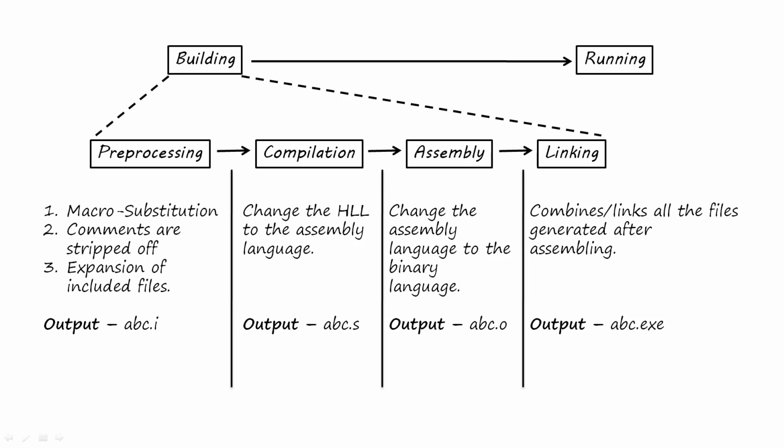Then is compilation. Compilation changes the high level language to the assembly language, and those three .i files are converted to their corresponding .s files. Then assembly converts the assembly language to the binary language, and the three .s files are converted to their corresponding .o files. Now in the stage of linking, these three .o files are taken and they are linked together to form a single .exe file. This exe file is capable of running. I always run this .exe file.